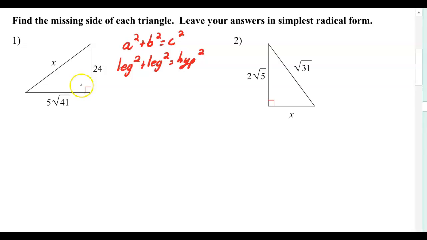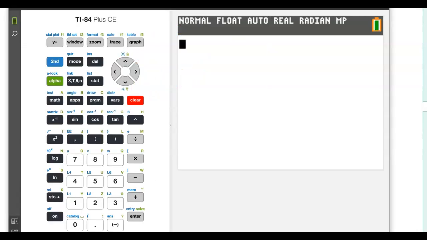So we look at problem number 1. The value of x is the hypotenuse because it is across from the 90-degree angle. So I'll say 5 square root of 41 squared plus 24 squared is equal to x squared. And now I'm going to show you how to type in 5 square root of 41 squared on your calculator.